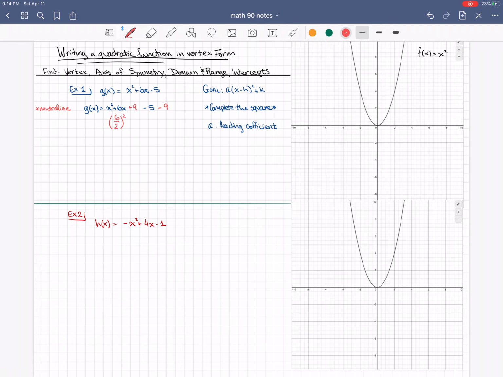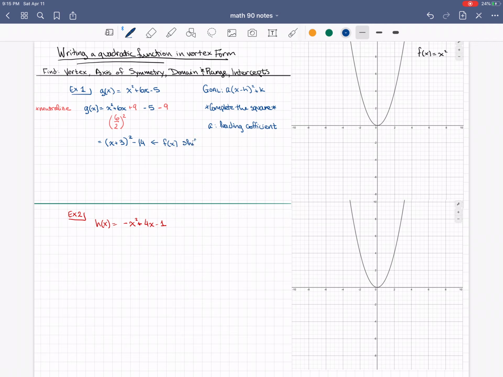So now let's write this in a form that actually looks like the vertex form. x squared plus 6x plus 9 is a perfect square. And then minus 5 minus 9, that's minus 14. So this is the vertex form. Now, I want you to notice, thinking about the function f of x equals x squared, what did we do here?